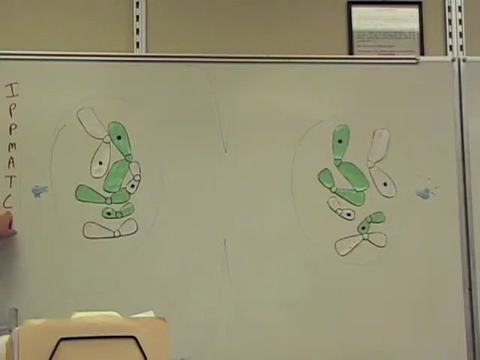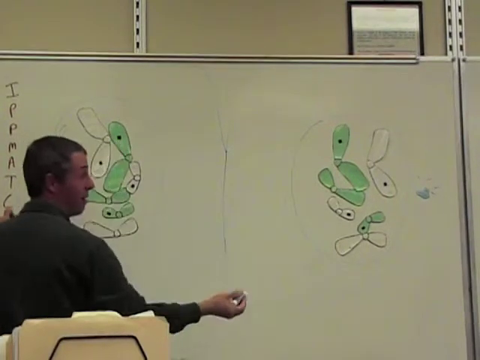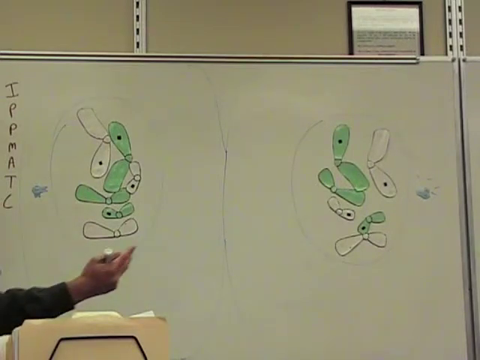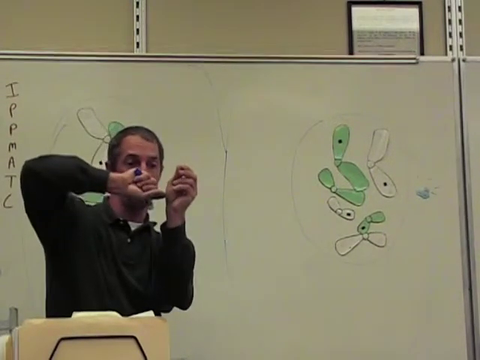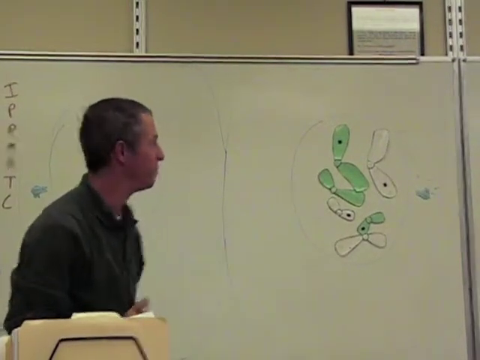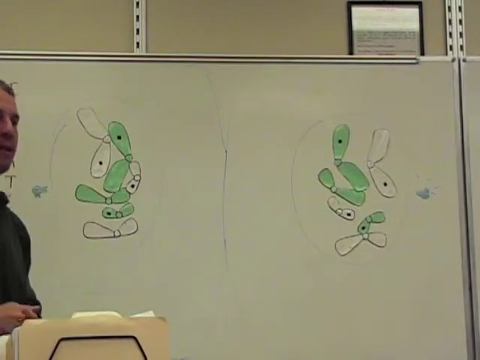And then we start cytokinesis, which is basically drawing of this line. Especially in plants, with a cell plate. Plants form a cell plate instead of pinching in. They just build a new cell wall between the two cells. Isn't that the ring that pinches it? Yes, it's a contractile ring.